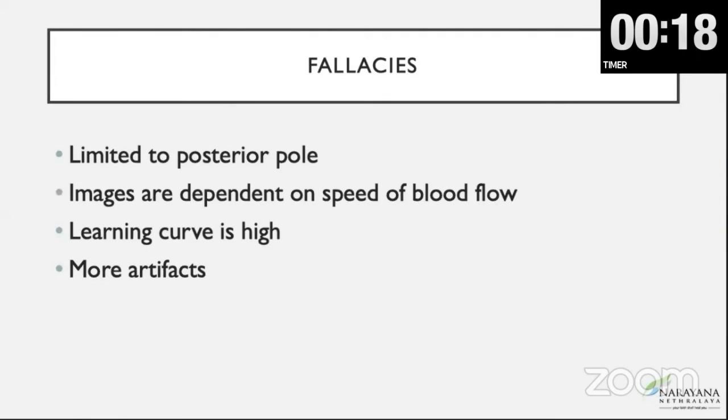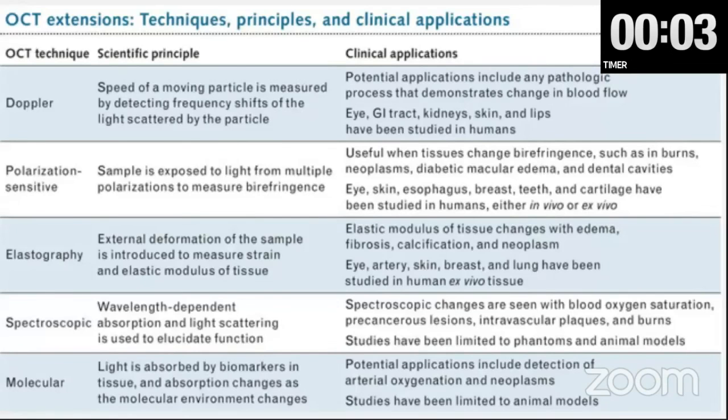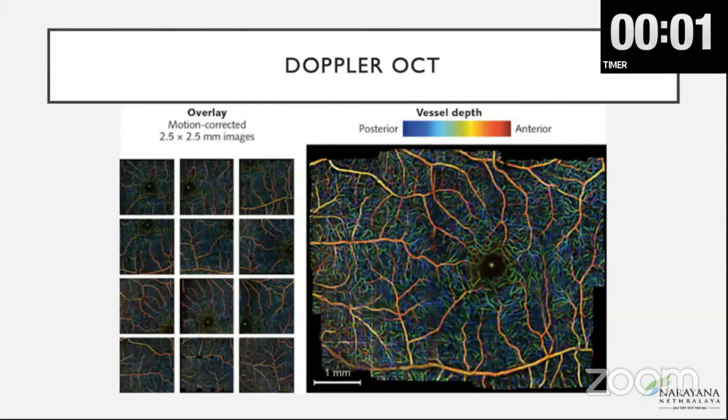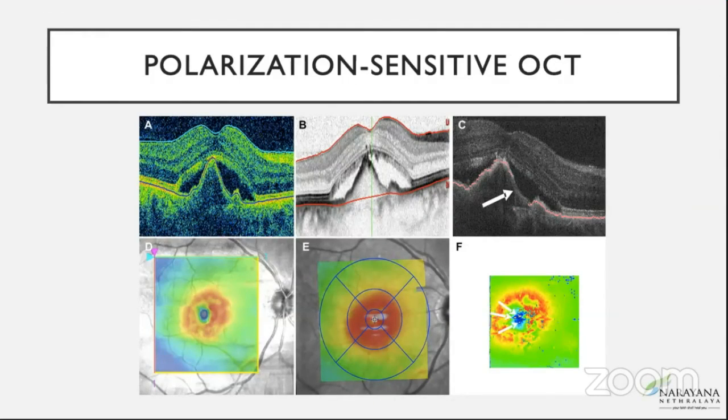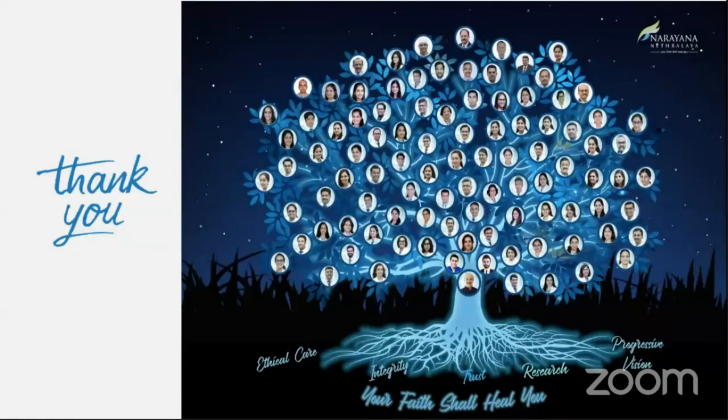So this is limited to the posterior pole as of now. It is also dependent on the speed of the blood flow. Learning curve is very high in this, and also, manual segmentation is needed. And as we all know, OCTA is fraught with artifacts, which we have to find ways to overcome. Some of the functional OCTs that are in the process, the Doppler OCT, and this is a polarization sensitive OCT. Our center is also building one, and I'm hoping to present this in our future meeting sometime. Thank you so much.